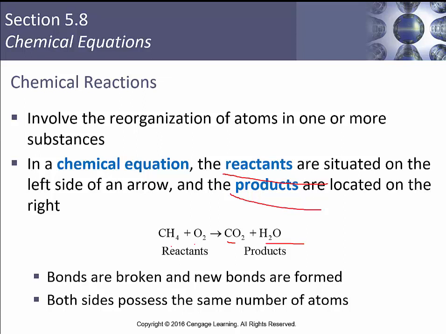CH4 plus O2 gives you CO2 and H2O. Some bonds are broken and new bonds are formed. That is what makes it a chemical reaction and not just a physical change. You're ending up with new materials on the right-hand side that are different from your materials on the left-hand side. Both sides are still going to have the same number of atoms, but they're arranged in different ways and they're held together with different bonds.